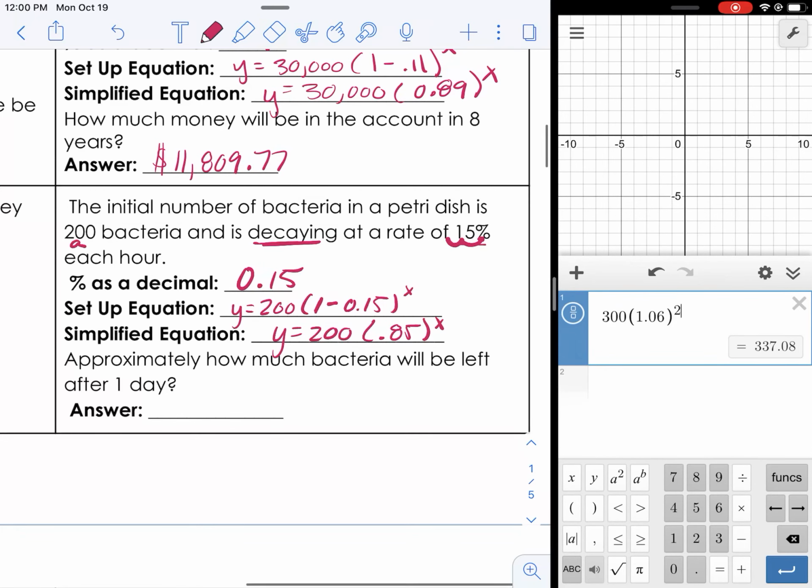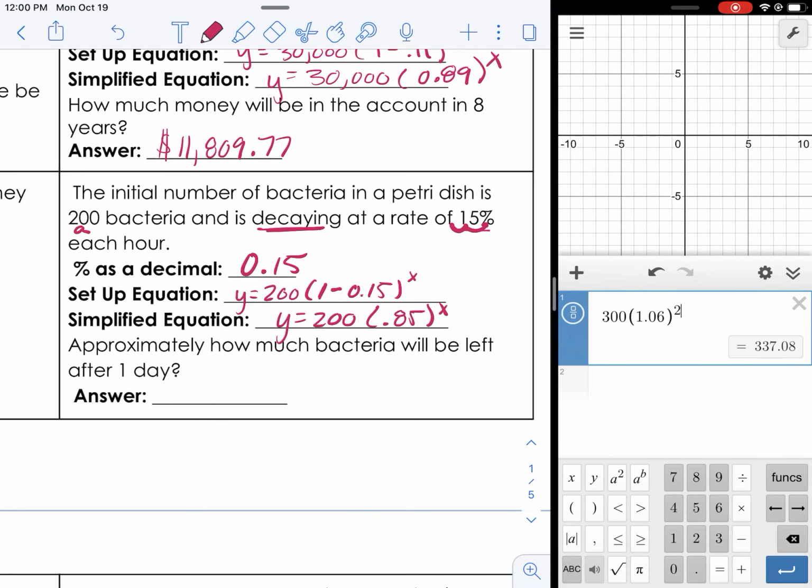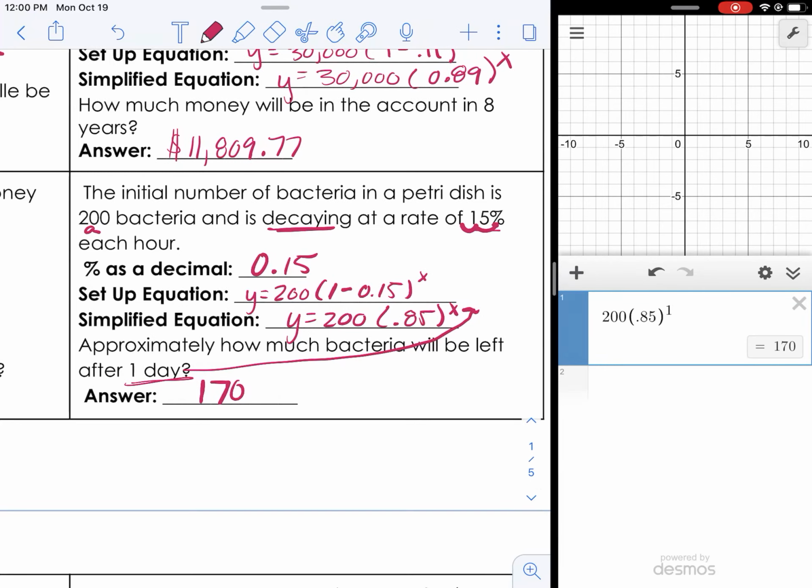Approximately how much bacteria will be left after 1 day, so we're going to plug in 1 for x. And if we do that and evaluate, we've got 200 times 0.85 raised to the first power, and that's going to be 170. So we've got about 170 bacteria.